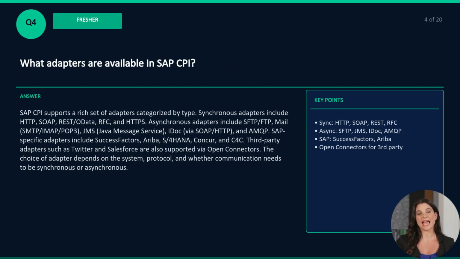Question 4. What adapters are available in SAP CPI? Adapters are the connectors that allow CPI to communicate with external systems. They fall into 4 groups. 1. Synchronous adapters. 2. Asynchronous adapters. 3. SAP-specific adapters. 4. Third-party adapters.